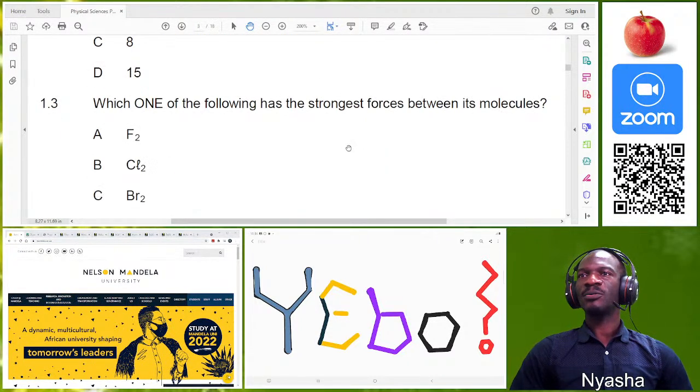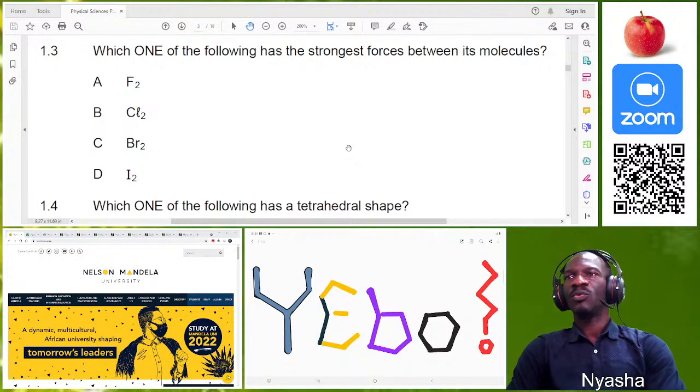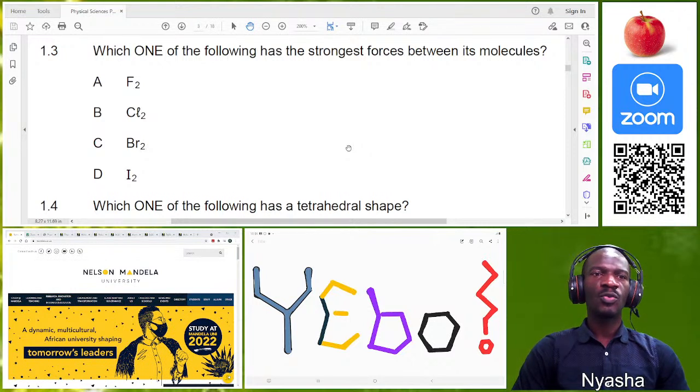Now let's scroll to question number 1.3. Question 1.3 reads, which one of the following has the strongest forces between its molecules? The moment you read such a question, what topic pops into your mind? Where do you think this question was extracted from? Which topic do you think this question is addressing?